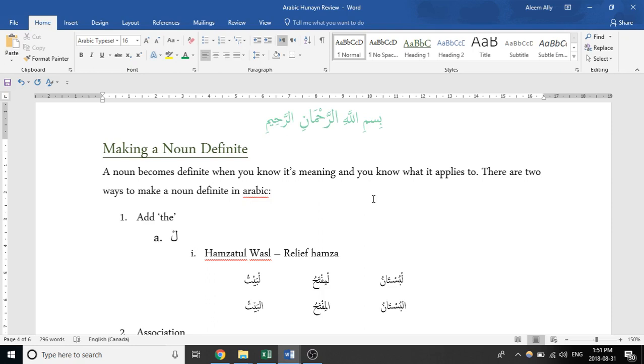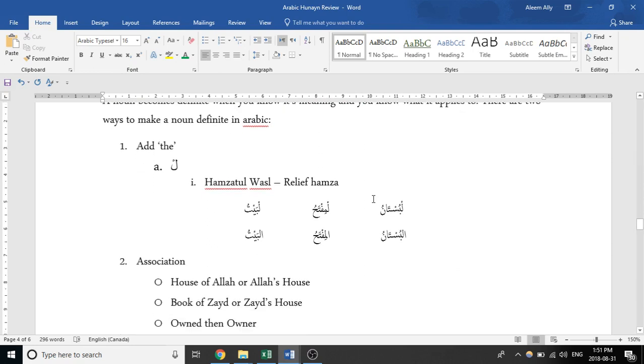In order to make a noun definite, you have to add the article "the." And the article "the" in Arabic is represented with a lam with a sukoon. Since lam with a sukoon isn't really practical to say, look at these examples. You have baytu. To make that definite, you add a lam with a sukoon, so l-baytu.